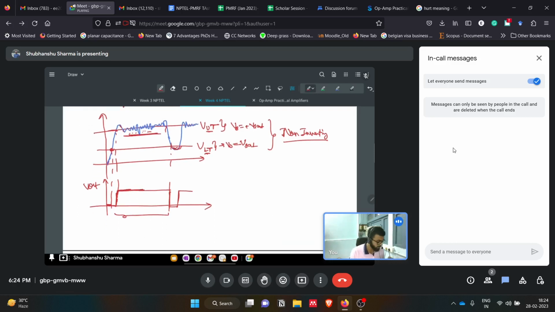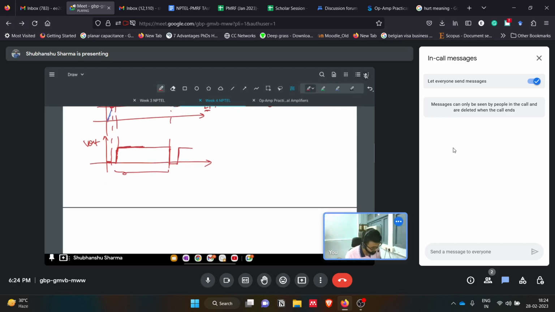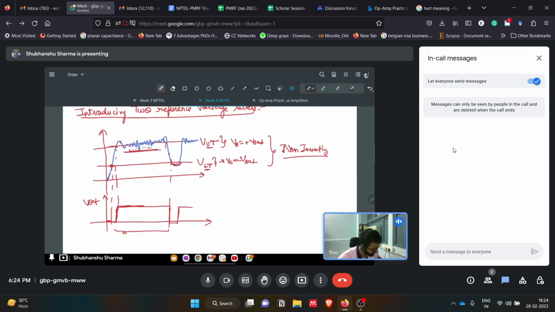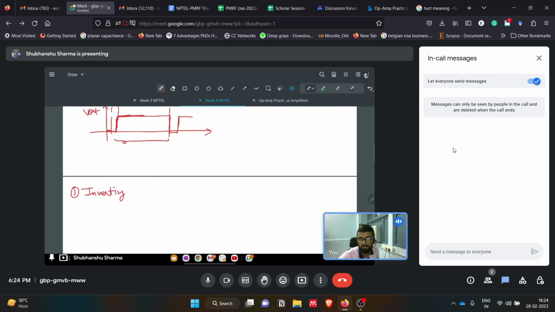Now we will see how we can realize this circuit where there are two reference voltages. First we'll talk about the inverting Schmitt trigger. We call these circuits Schmitt triggers, and they are also called bistable circuits because their outputs are either plus V sat or minus V sat. So either the higher state or the lower state is there.